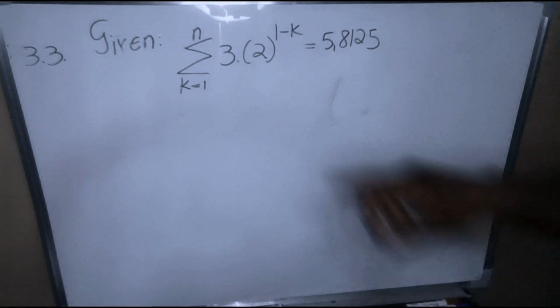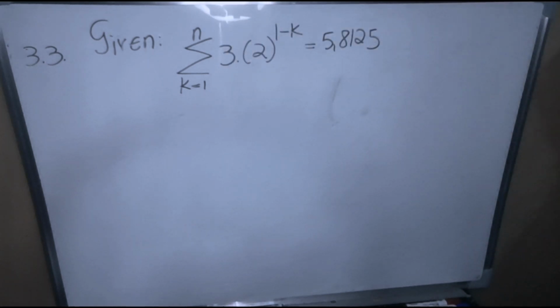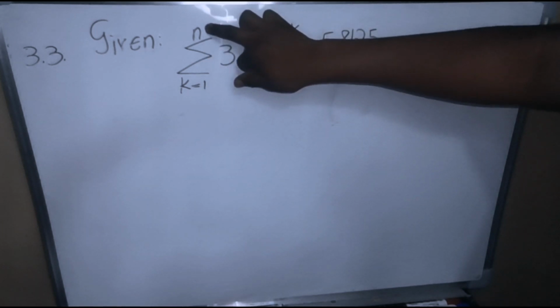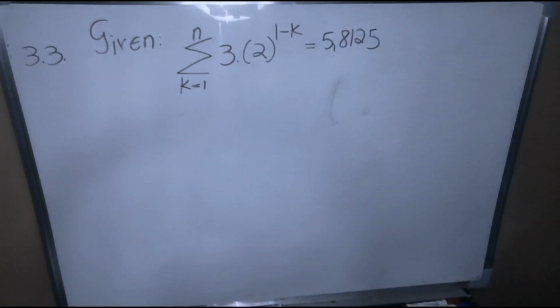Remember, n on the top. Our series is going to start from 1 and it ends at n. So we want to find the value of the last term, which is the value of n. How are we going to find the value of n? For us to find the value of n, we need to understand that this is a geometric series and it has its formula.